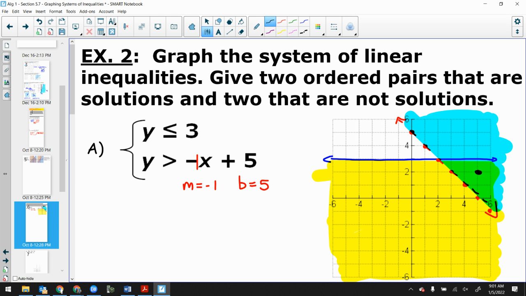This is all up to you guys. There could be multiple answers here. Like 5 comma 2, 6 comma 2, 7 comma 2, 8 comma 2, 9 comma 2, 10 comma 2. It depends. If it's a dotted line, you can't use one that's on the line. But if it's a solid line, you can put it on the line. So 4 comma 1 would not be a solution. However, 4 comma 3 would be a solution. Does that make sense?